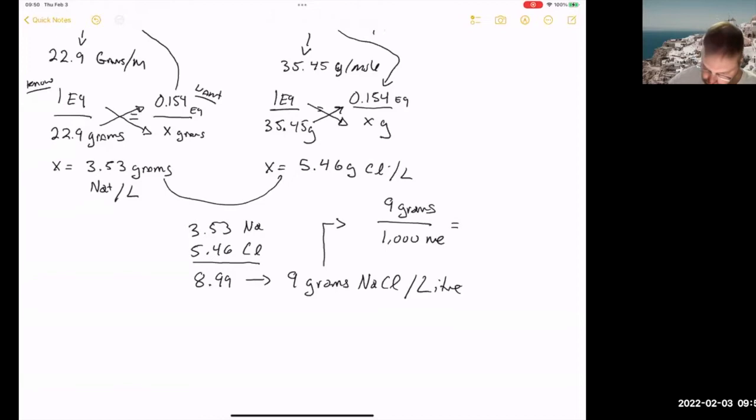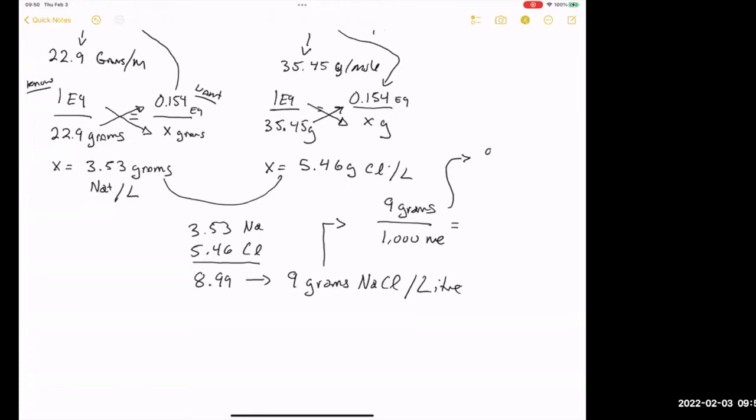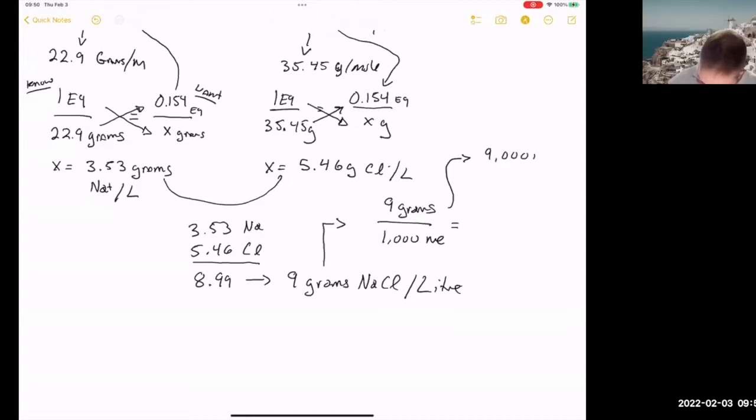Or let's do this instead. 9 grams is how many milligrams? 9,000. So 9 grams is 9,000 milligrams in 1,000 milliliters. Good. So that's equivalent to saying, and we said that we should have 0.9% sodium chloride, right? That makes sense.